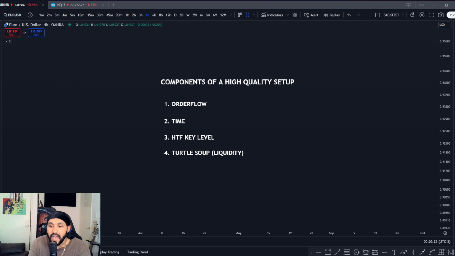Time, the time aspect. What do all the Turtle Supers on Twitter mean by time? I keep seeing this time. What do they mean? What do you mean by time? What is time? Like, I understand the kill zone, like New York open. No, time means open, high, low, close, open, low, high, close. How a candle forms. But then the key word after that, fractalized.